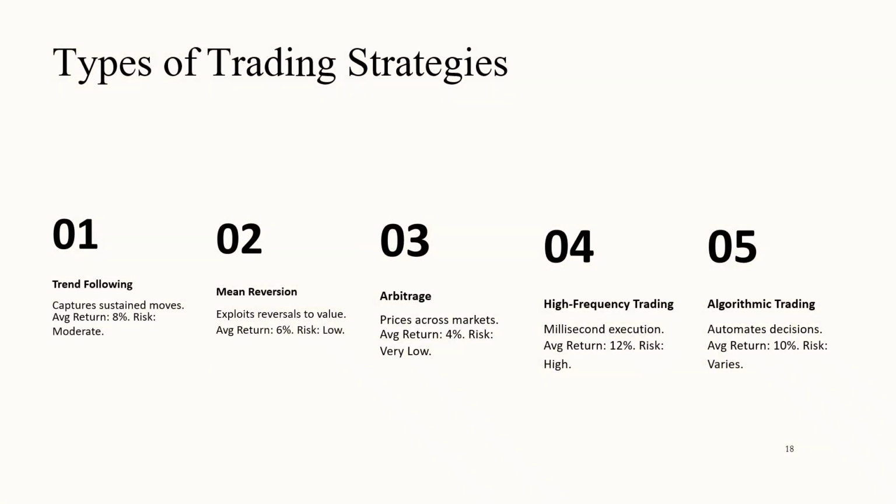Trading strategies encompass diverse approaches. Trend following captures sustained price movements, mean reversion exploits price reversals to fundamentals, arbitrage leverages price discrepancies across markets, and high-frequency trading benefits from millisecond execution speed advantages. Each strategy requires distinct data inputs, risk profiles, and technology infrastructure. Hybrid and algorithmic strategies combine elements to optimize performance across different market conditions.